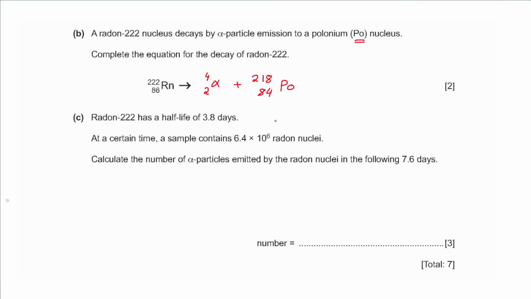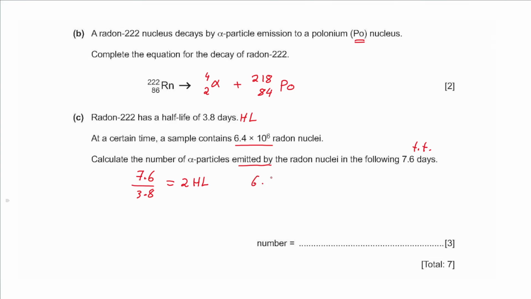Part C says radon 222 has a half-life of 3.8 days. At a certain time, a sample contains 6.4 times 10 to the power of 6 radon nuclei. Calculate the number of alpha particles emitted by the radon, which means the number of nuclei that decayed, not the remaining number, for a total time of 7.6 days. Since we have the total time and we have the half-life, we divide the total time by the half-life to get the number of half-lives passed. That gives 2 half-lives. This means that we will divide by 2 twice.